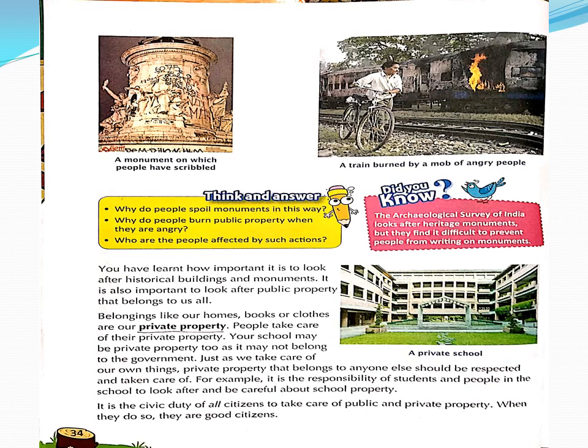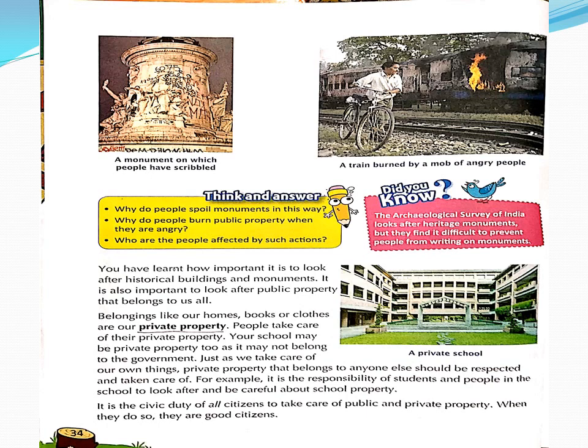Okay? And there is another picture where we can see a train burned by a mob of angry people. Maybe a group of people got angry sometimes, and to pacify their anger, what did they do? They burned a train. But a train is public property. It is so essential for normal people. It helps us go from one place to another in such a limited time, and it doesn't cost too much. It is for normal people only.